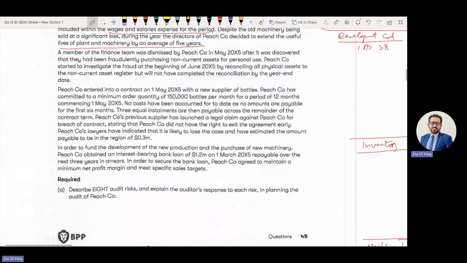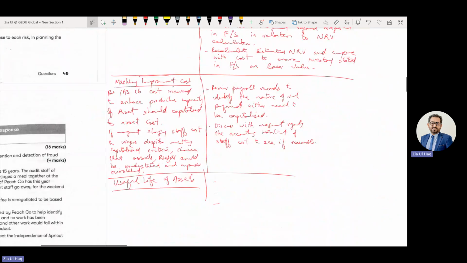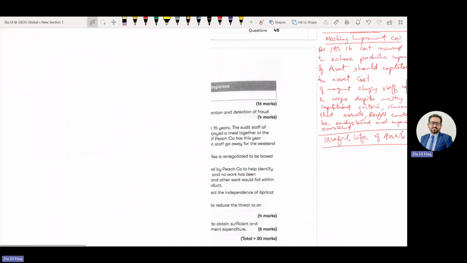What else? How many we have written down? 1, 2, 3, 4, 5. 3 more.